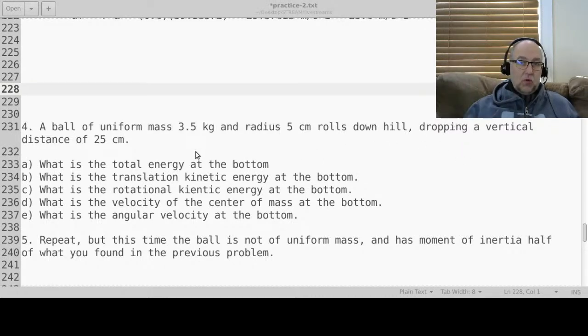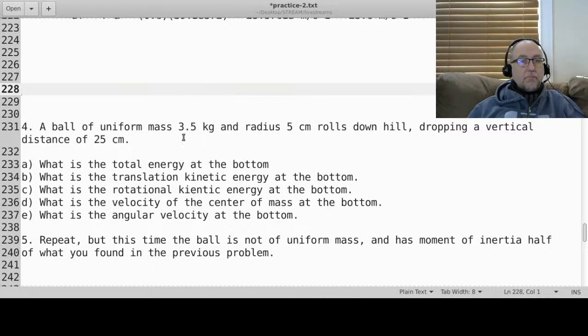Basically you have a ball that rolls downhill, and at the top of the hill, it's all potential energy, mgh, and at the bottom of the hill, it's all kinetic energy. But now the kinetic energy is in two types. It's translational kinetic energy, 1/2 mv squared, and rotational kinetic energy, 1/2 I omega squared. And there is a relationship between v, the velocity of the center of mass, and omega, the angular velocity, and that's the relationship for rolling.